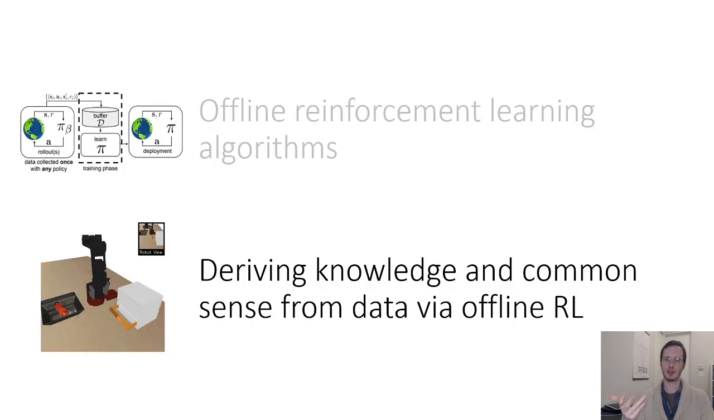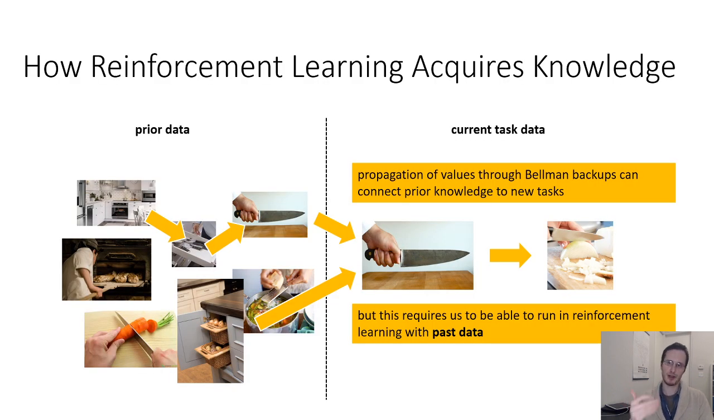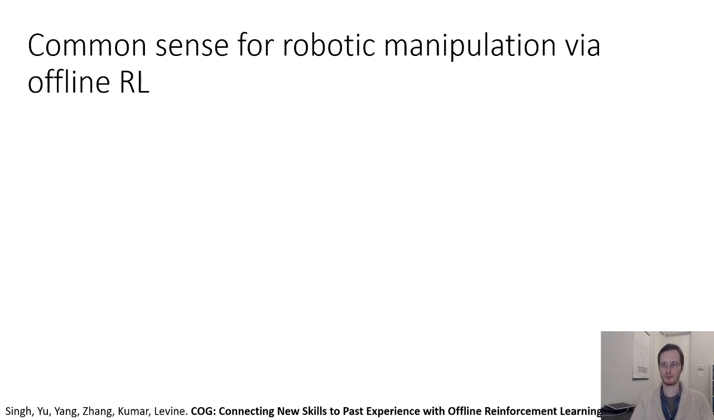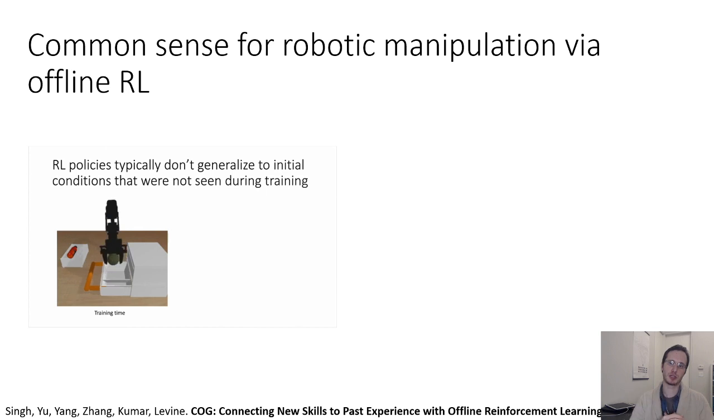So let's see how we can apply this tool to acquire knowledge and common sense from prior data. To remind you, this is what we're going to try to do. We're going to try to link data for our new task to prior data that will help us generalize to new initial conditions to meet those preconditions by performing other behaviors. Specifically, imagine that you have this task, picking up a ball from an open drawer.